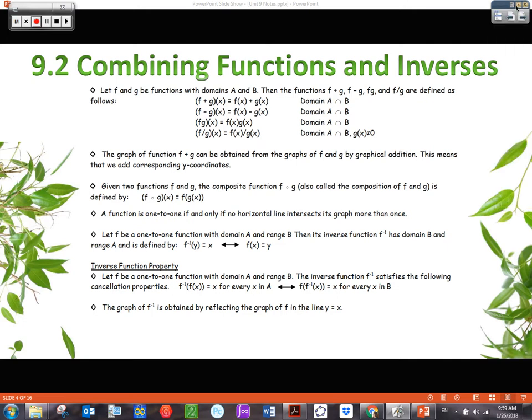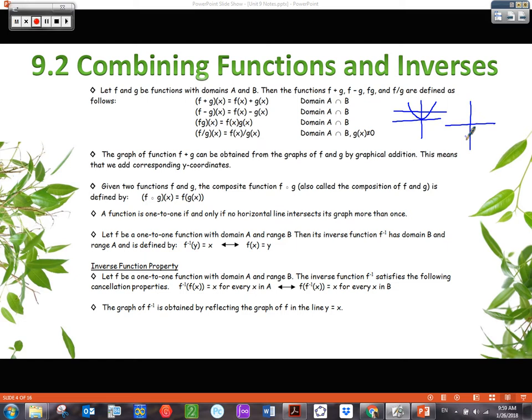Let's just use, for example, the parent parabola, y equals x squared. Let's use that as an example. If I were to do the horizontal line test, it touches the function more than once. That means it is not one-to-one. The parent parabola, y equals x squared, is not a one-to-one function.